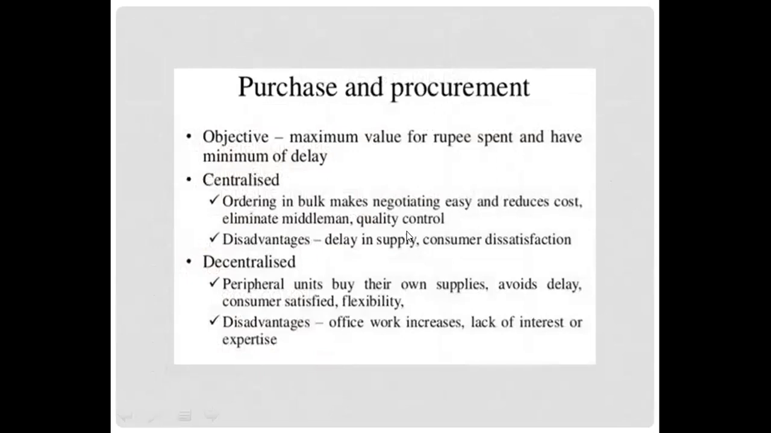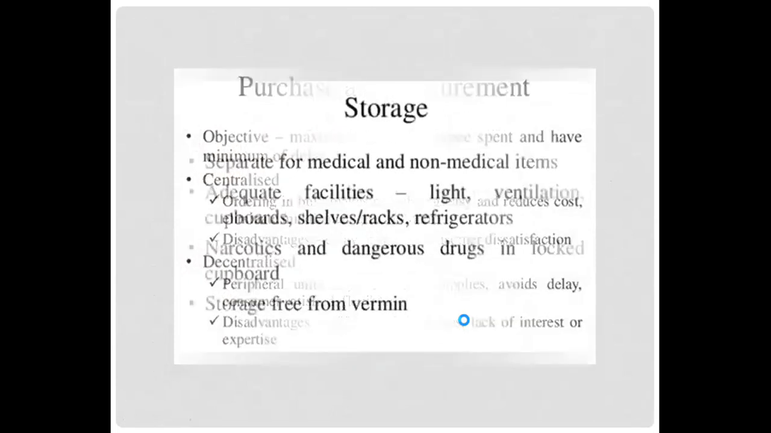The purchase and procurement may be centralized or decentralized. Centralized means ordering in bulk makes negotiating easy and reduces cost. It eliminates the middleman, and it may be decentralized, meaning peripheral units buy their own supplies, avoid delays, and consumers are satisfied.